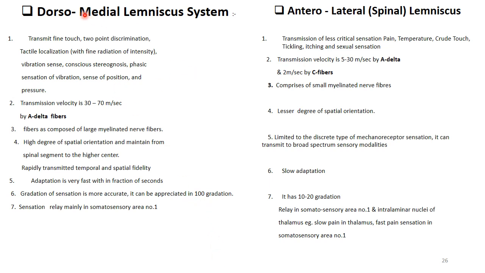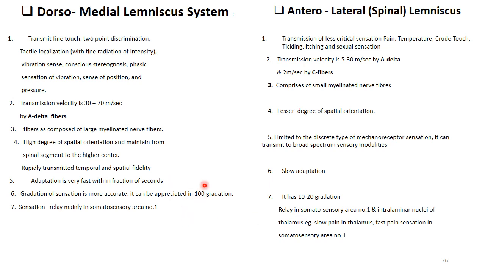So in a nutshell, this is the dorsal column medial lemniscus system. The anterolateral, we say spinal lemniscus. For the finer gradations, it requires thicker or more myelinated fibers. High degree of spatial orientation is there. Adaptation is faster. Sensation mainly relays in the somatosensory cortex. Here you will find transmission velocity is less, less myelinated, less degree of spatial orientation, slow adaptation, gradation is less.